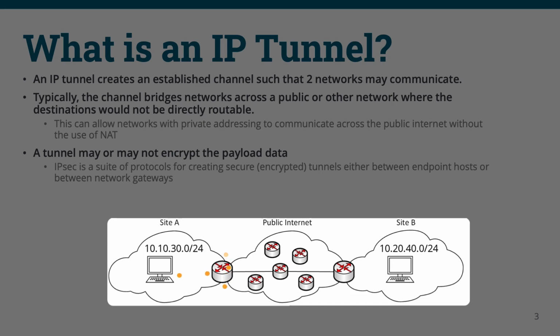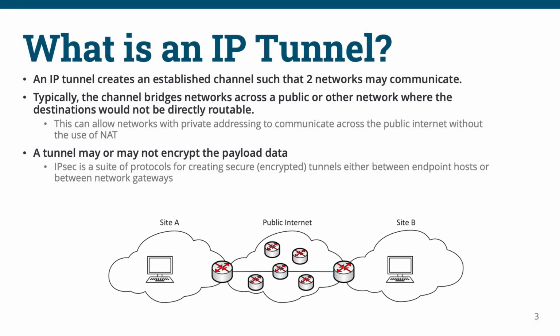Since the RFC 1918 addressing is not routable on the public internet, a tunnel may be used to encapsulate the IP packet within another IP header, which is routable over the public internet. This can allow the offices to communicate without the use of network address translation, or NAT.